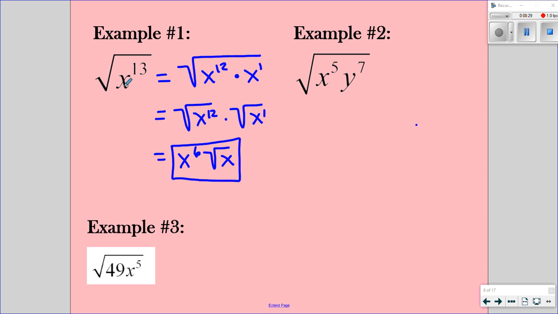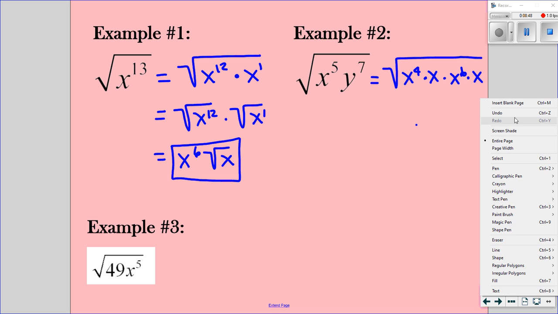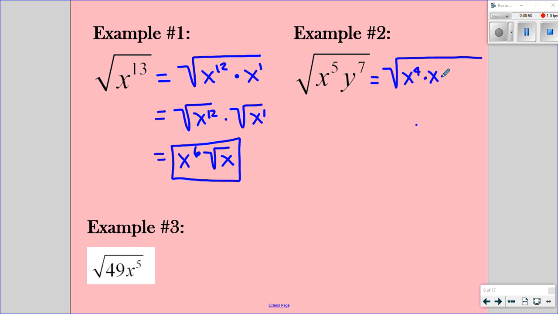So this is equivalent to this. Let's do it for this one. This can be rewritten as, this would be a longer one, so it would be x to the 4th times x to the 1st times y to the 6th, y to the 1st.